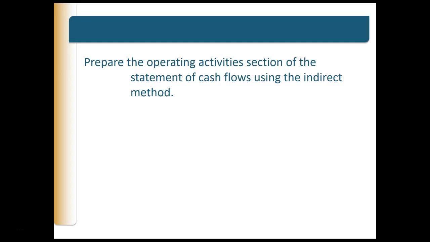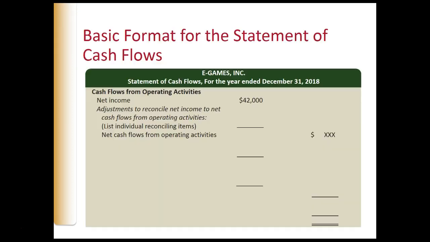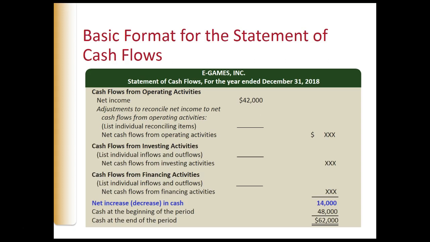So what we're going to do now is prepare the operating activities section of the statement of cash flows using the indirect method. In preparing this statement, it's going to be helpful to set up a basic format. This slide shows the last 3 lines of the statement of cash flows. It includes amounts for the net increase or decrease in cash, cash at the beginning of the period, and cash at the end of the period. And we got this from eGames' balance sheet.